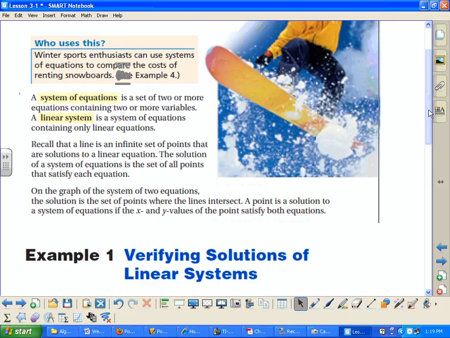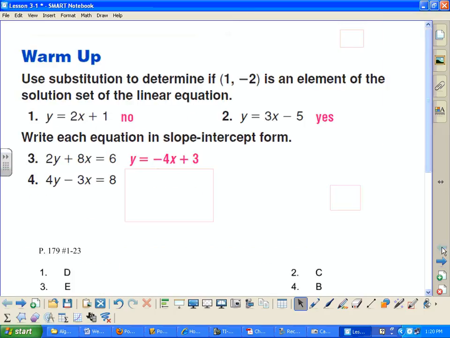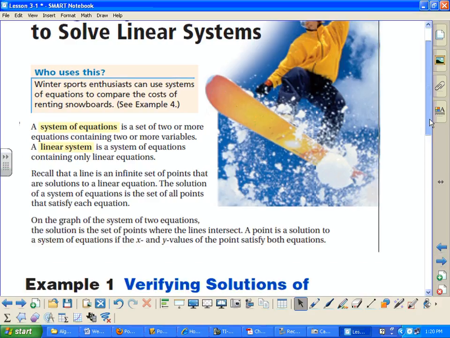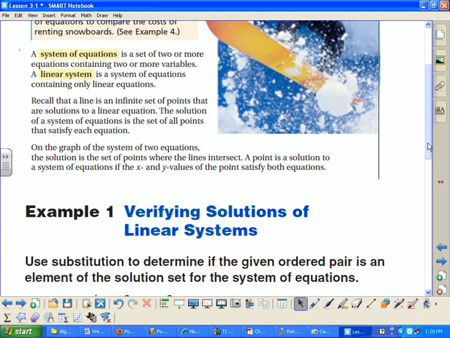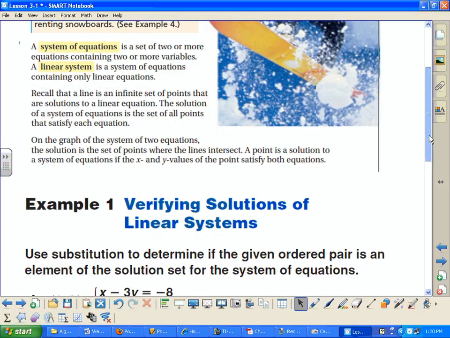A linear system is a system of equations containing only linear equations. So we could look at these two together. If I had those 2 equations together, 3 and 4 there, we could call that a linear system. And there are a couple different things that can happen with that linear system. We can have 2 lines that cross, so we have one intersection point. Or we could have the 2 lines be on top of each other, where then there would be an infinite number of solutions. Or we could have 2 parallel lines where there's no solution. And we're going to look at each of those situations in this lesson.